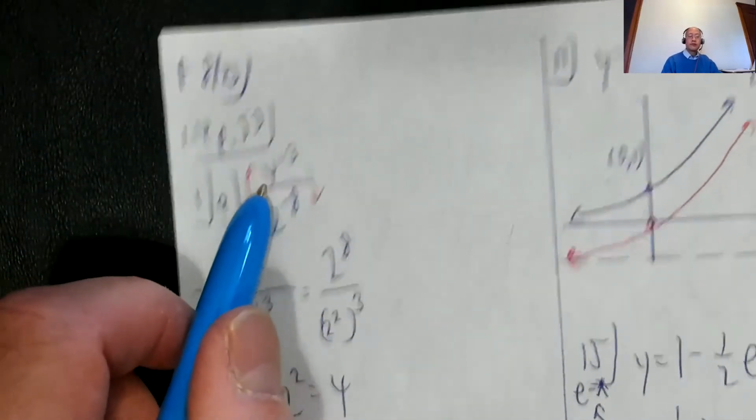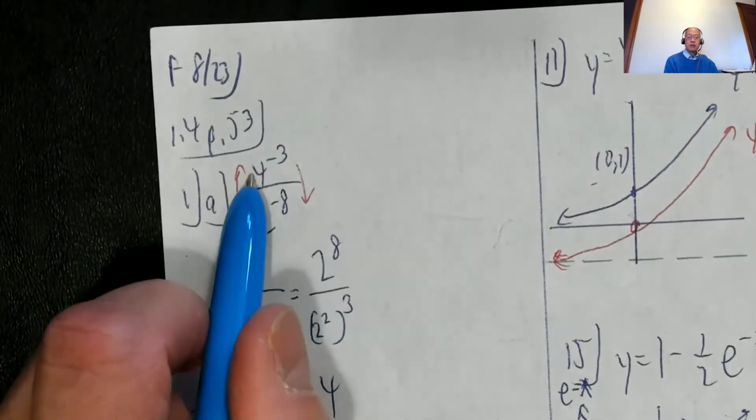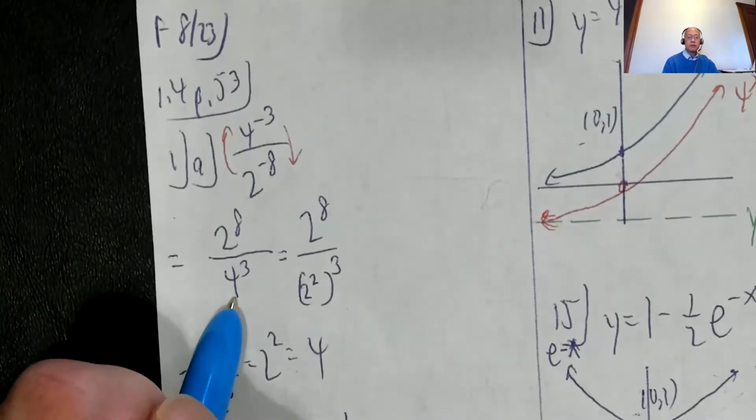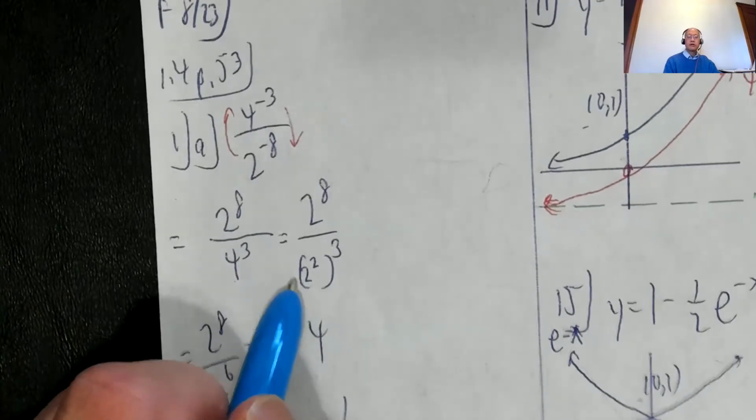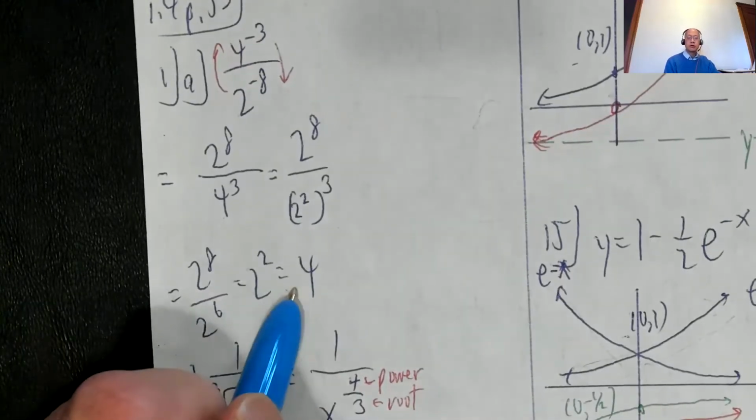Okay, number 1, a, 4 to the negative third over 2 to the negative 8. Bring this up as 2 to the positive 8. Bring this down as 4 cubed. 4 is 2 squared, so 2 squared cubed. 2 to the 8th over 2 to the 6th, which is 2 squared, or 4.